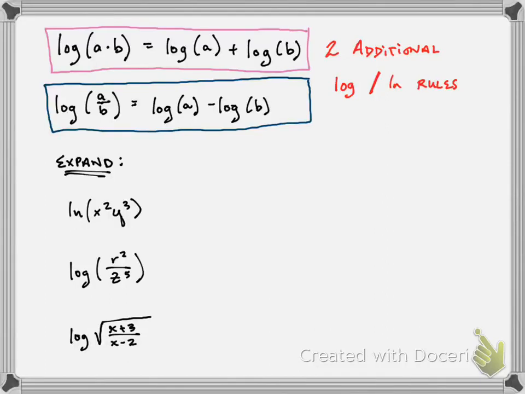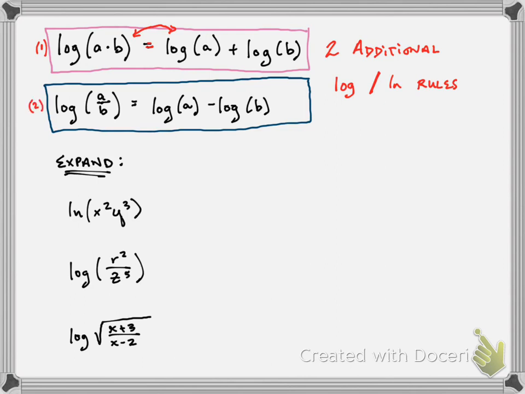The purpose of this video is to show some examples which cover two additional log and natural logarithm rules. And these rules are, one, that the log of a product, a times b, can be expanded into the log of a plus the log of b. Additionally, we can go the other direction. You'll see in the last example in this video today that if I have an expansion of the log of a plus the log of b, then I can contract that into the log of the product a times b.